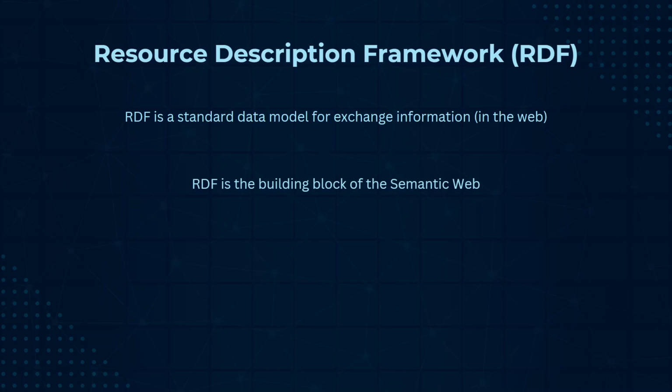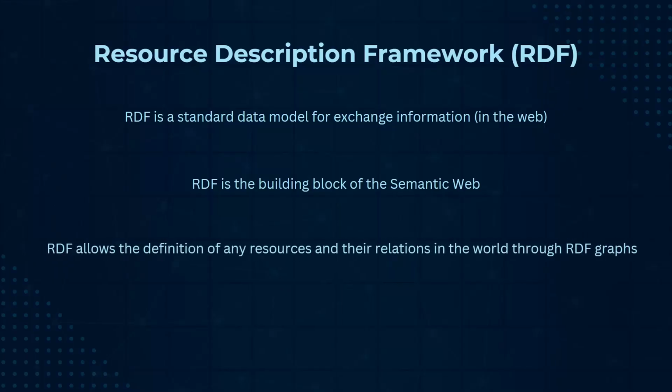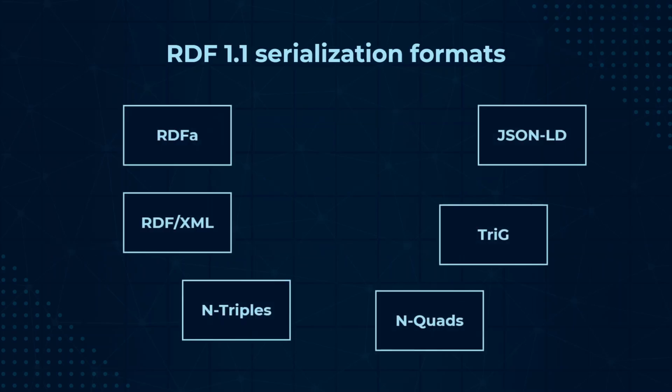RDF is considered as the building block of the semantic web, and RDF allows the definition of any resources and their relations in the world through RDF graphs. The latest version of RDF is RDF 1.1. However, at the time of recording this course, the new version RDF 1.2 is currently in development. Let's see what the future will bring.